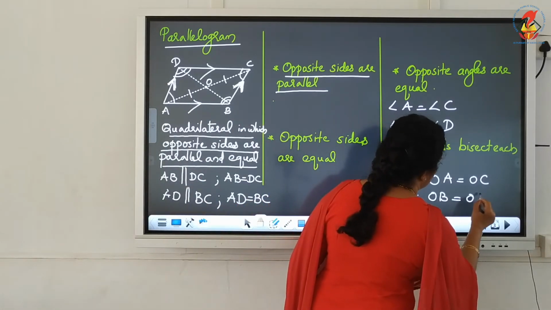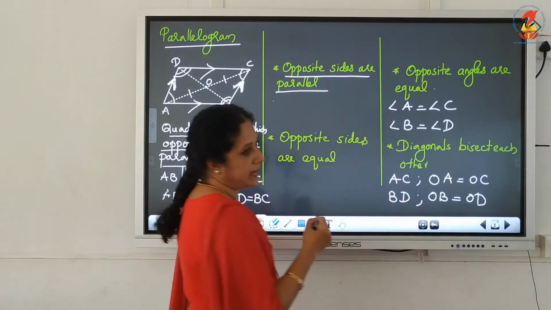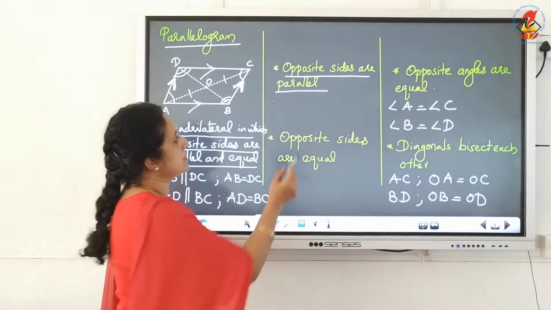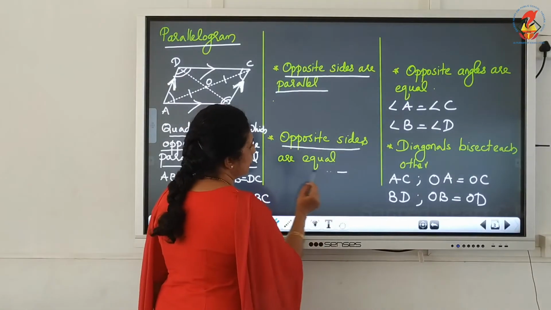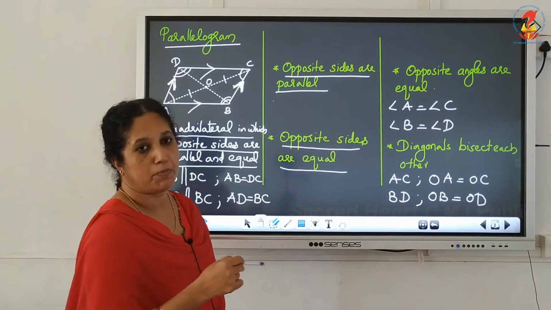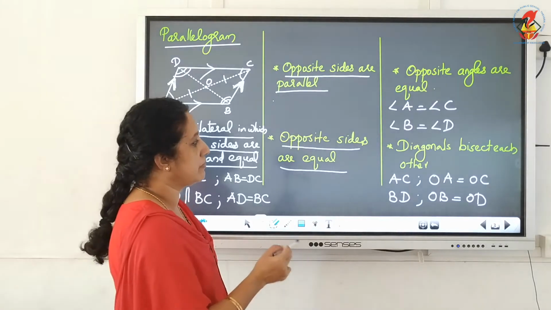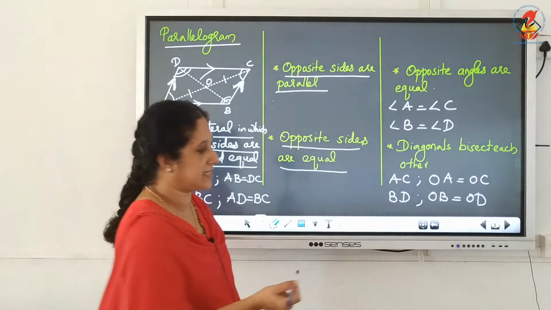So, these are the properties of a parallelogram. So first one, opposite sides are parallel. Second one, opposite sides are equal. Then third one, opposite angles are equal. And the fourth one, diagonals bisect each other.